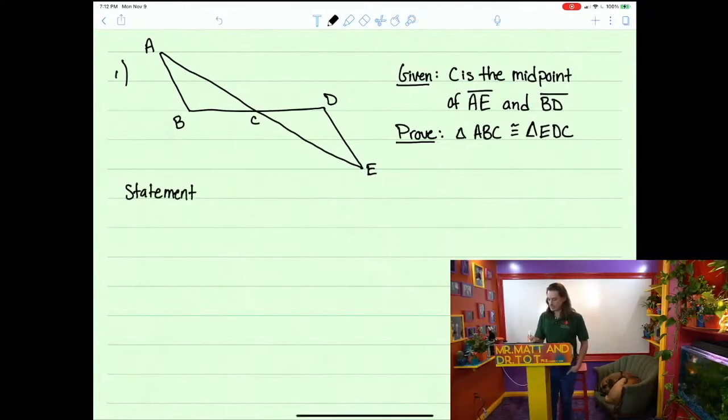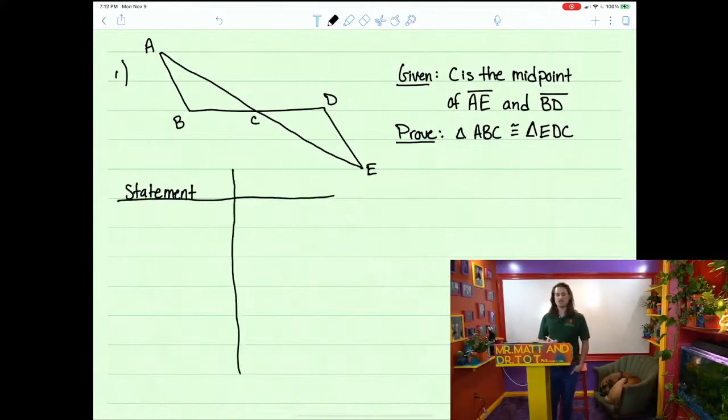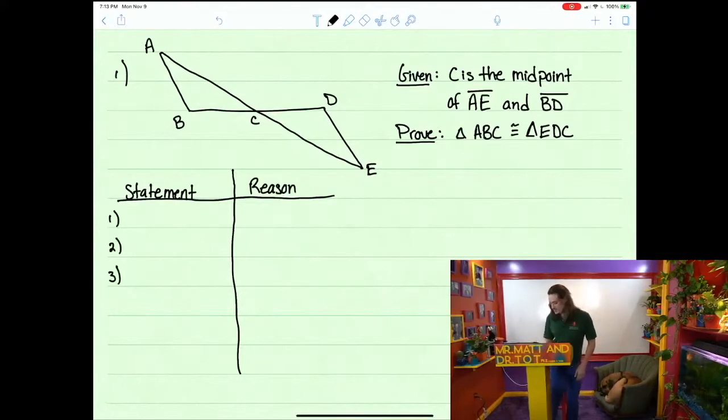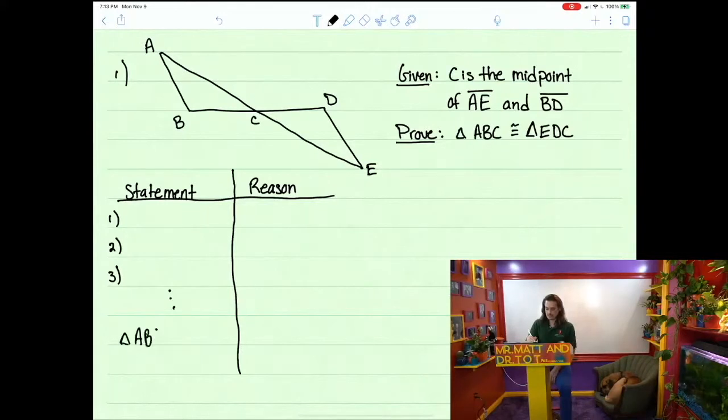So you're going to do that by writing out a statement, progressing towards being able to prove that the components of a particular triangle congruency postulate are all true. So if you have the statement and then you have your reason, and you're going to number your statements. Ultimately, your last statement is going to be triangle ABC is congruent to triangle EDC, and the reason is going to be one of the congruency postulates.